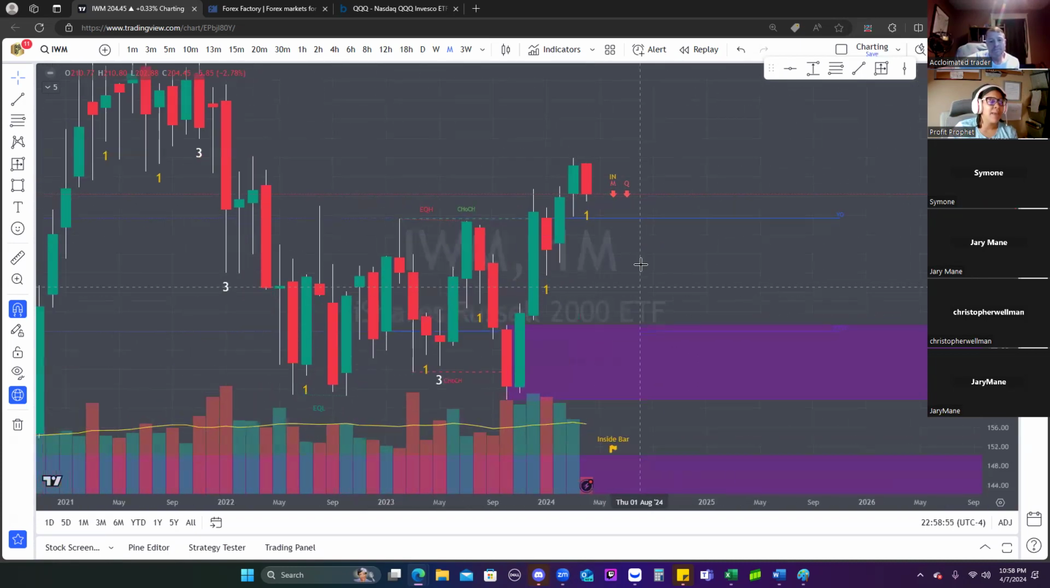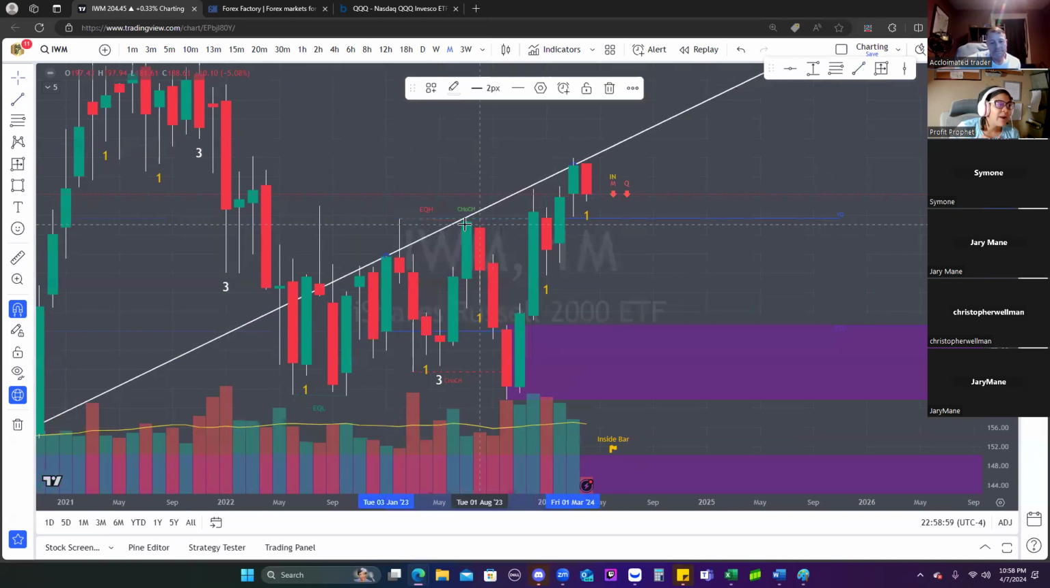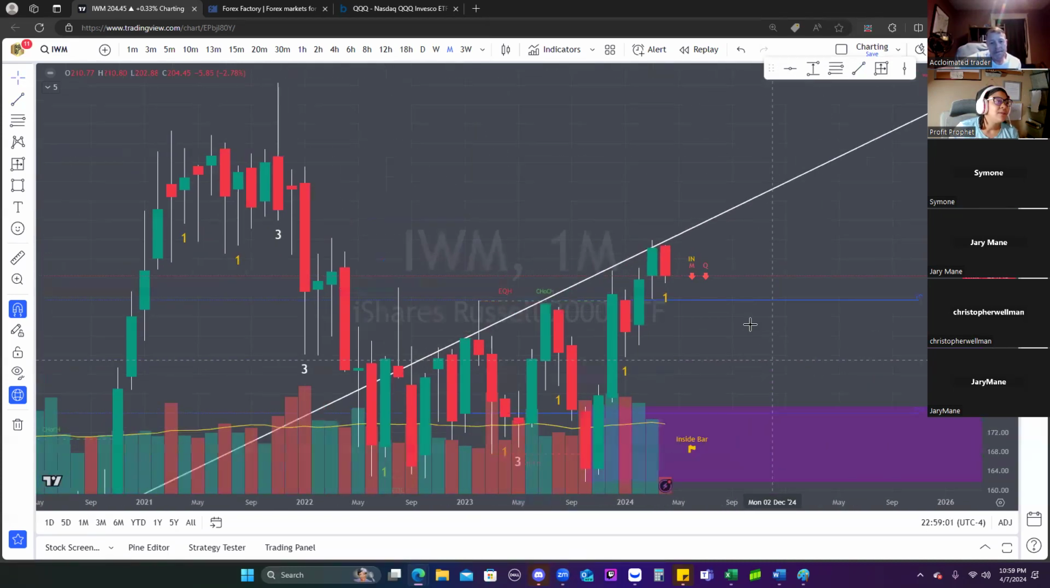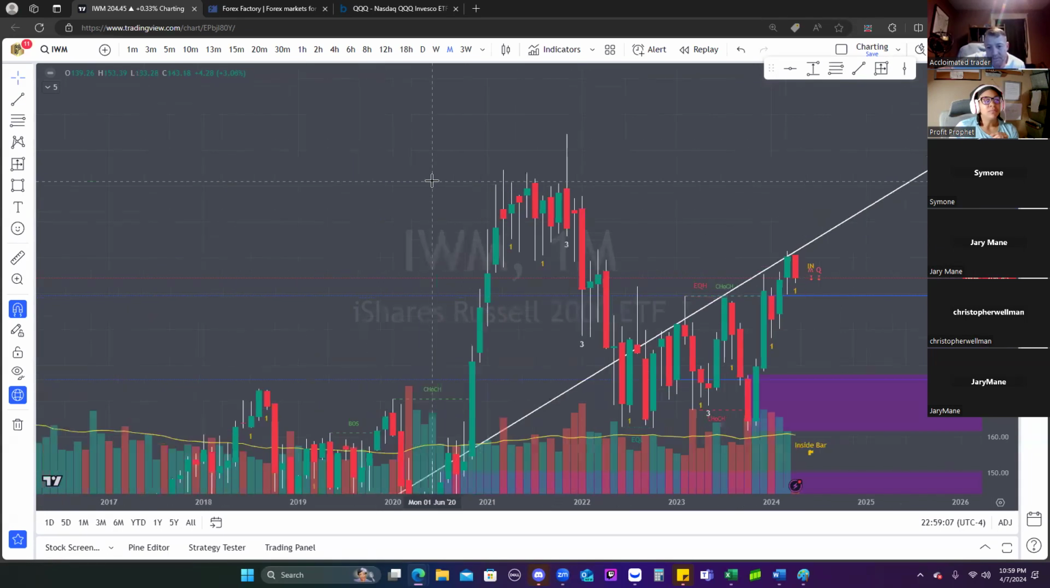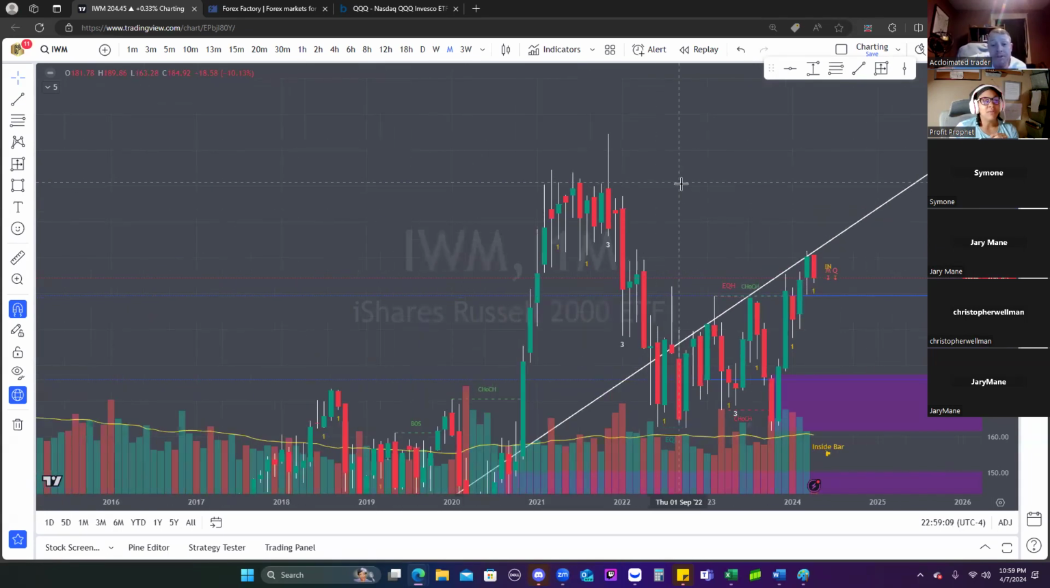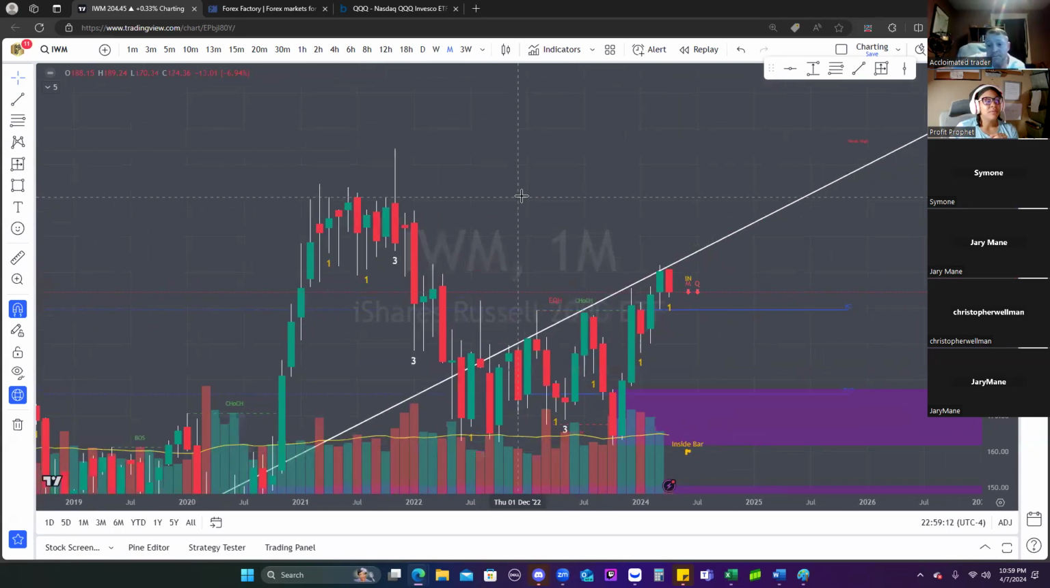I'm gonna draw me a little box over here. We already captured these equal highs. Do we have any more equal highs? Not technically speaking, but if you look at this area, it would be a nice level. If IWM loses 200, SPY's in trouble. Period.